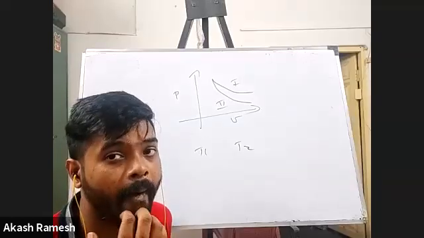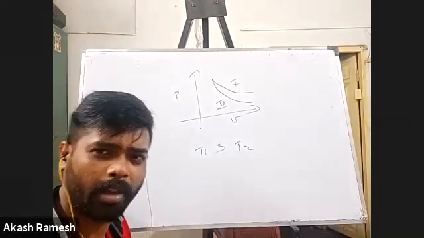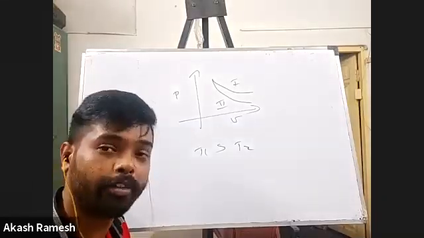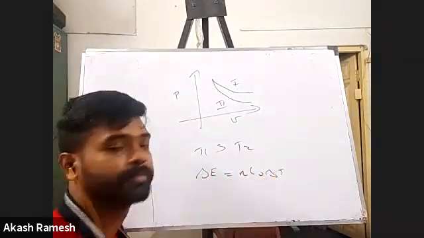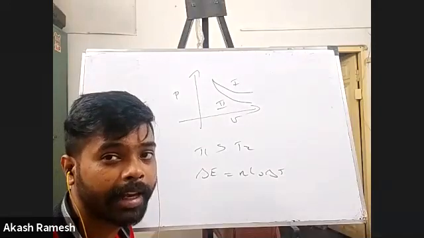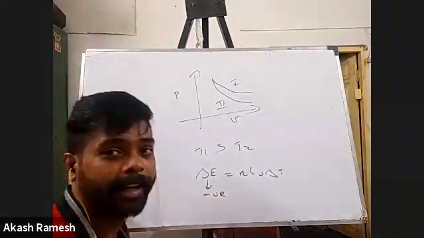Should be T1, no, sir? T1 is what? Greater or lesser? Greater. Yeah, correct. Right? So T1 should definitely be greater. Now you can use your logic or you can use the formula. Right? What formula? Delta E is equal to nC_V delta T.